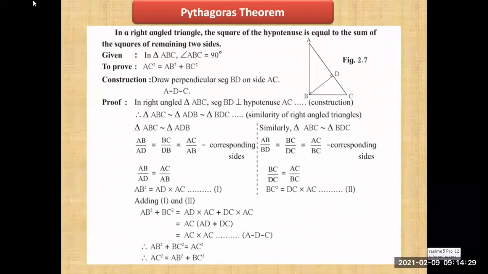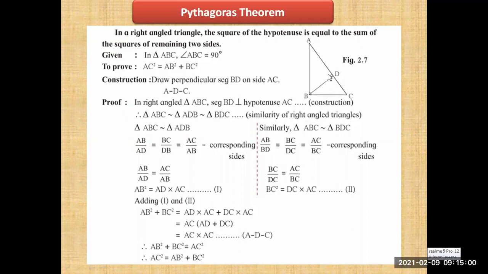Pythagoras theorem. Simple Pythagoras theorem. First we see the statement: in a right angle triangle, the square of the hypotenuse is equal to the sum of the squares of the remaining two sides. We know how we apply the Pythagoras theorem, but here we prove it. So in triangle ABC, angle B is equal to 90 degrees. We have to prove AC, the hypotenuse, squared is equal to AB square plus BC square. So we do a construction here.